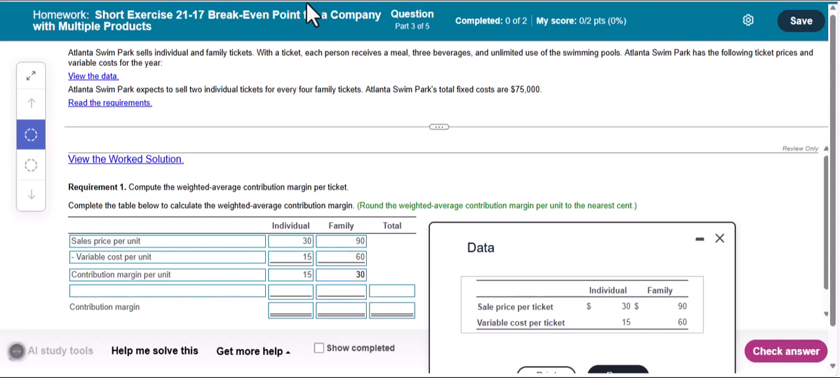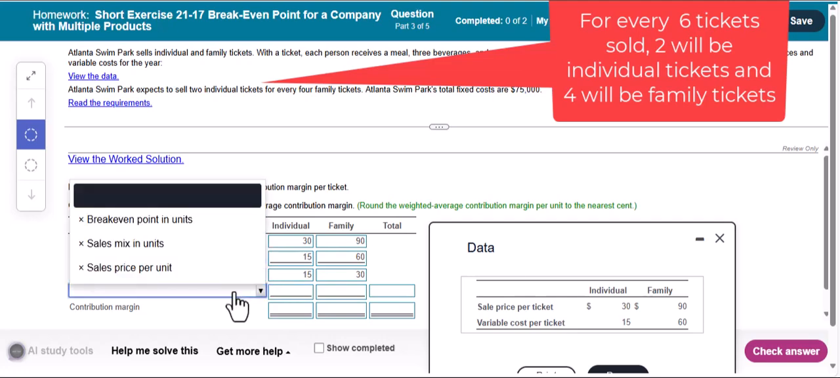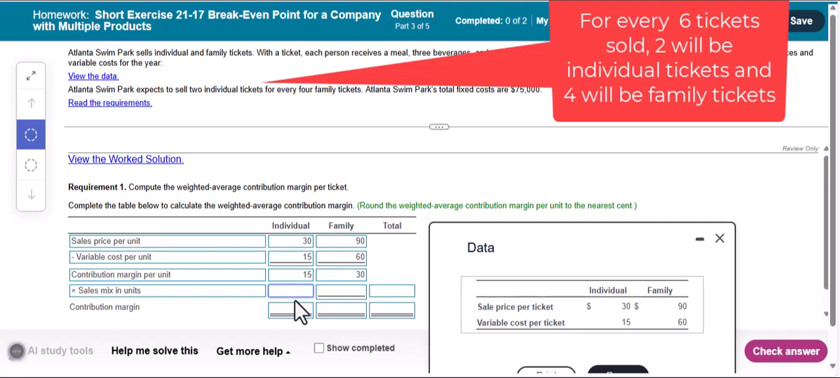Next we're going to multiply that by the sales mix in units. So what is the sales mix? They expect to sell 2 individual tickets for every 4 family tickets. So, getting our label in, the sales mix in units is 2 individual to 4 family, which is given to us here. That gives us a total of 6 tickets, and on average, 2 of them are individual tickets and 4 are family tickets.